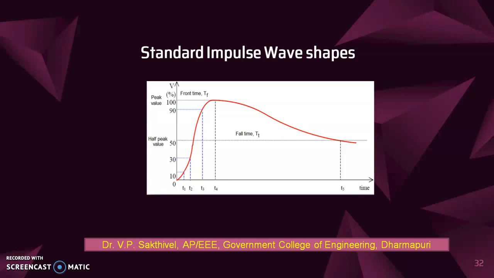Then the specification of the standard waveform is very important. For the standard waveform, through experiments, scientists proved that the front time or rise time is in the order of 0.5 to 10 microseconds, whereas the delay time corresponding to 50 percent of the peak value is of the order of 30 to 200 microseconds. This is very, very important. That is, front time or rise time ranges from 0.5 to 10 microseconds, and the delay time is in the order of 30 to 200 microseconds.